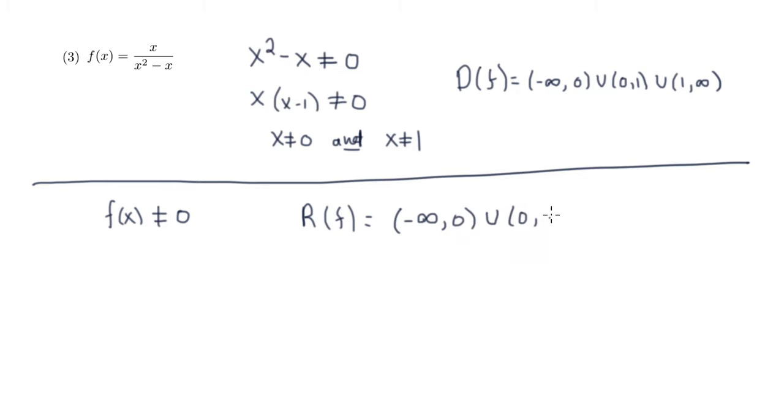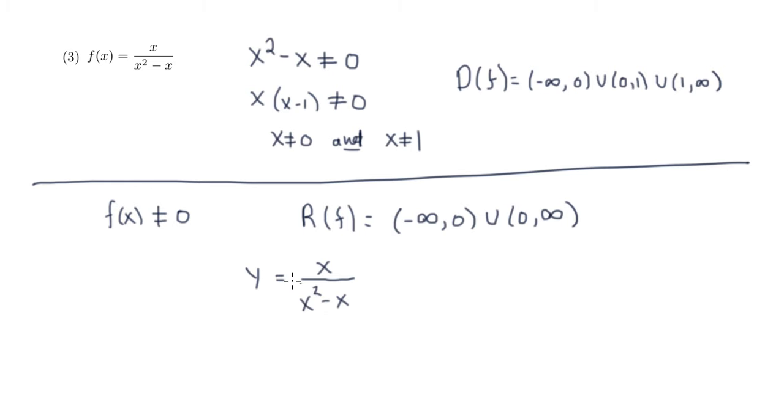So basically every real number except 0. So let's say that we had a number y in this range. I need to show that I can find an input given any y here, an input that when I plug it in, I get y. So I would like y to be x over x squared minus x.